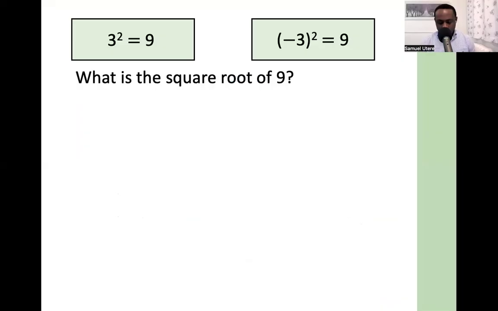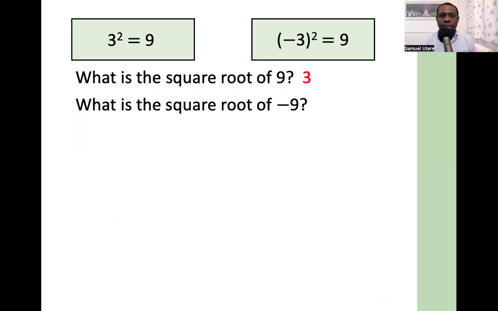Okay, so we'll move on to the second segment of our lesson before you practice. So 3 squared is equal to 9. Negative 3 squared is 9. What is the square root of 9? The square root of 9 is 3. What is the square root of negative 9? The square root of negative 9 is, well, it doesn't exist in your calculator, at least.